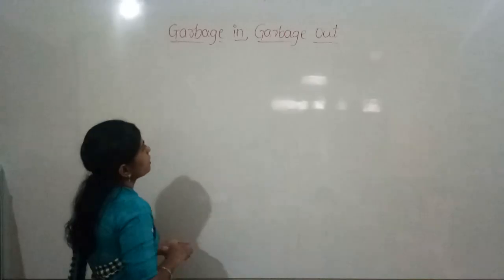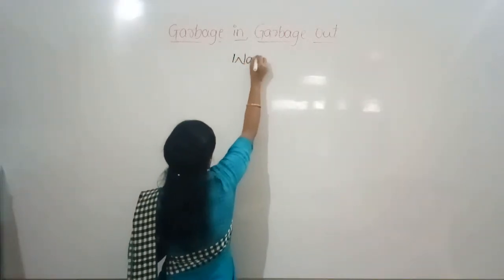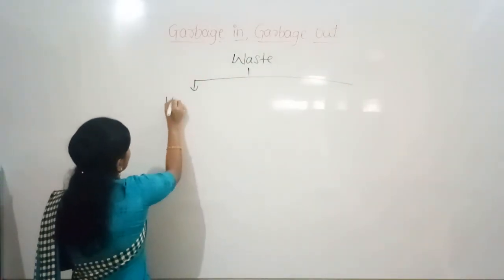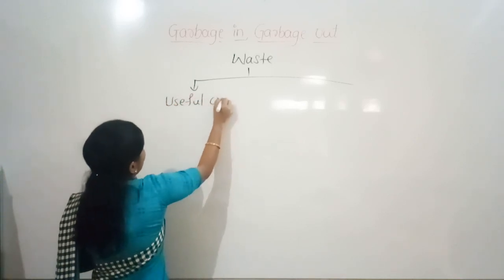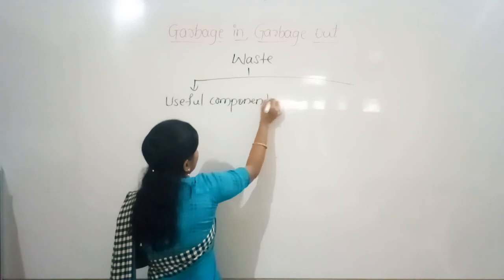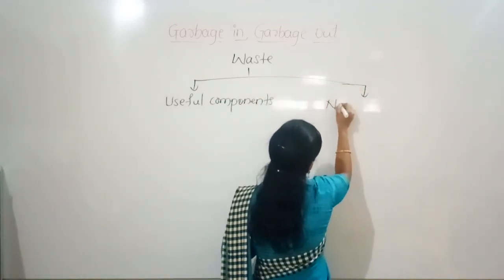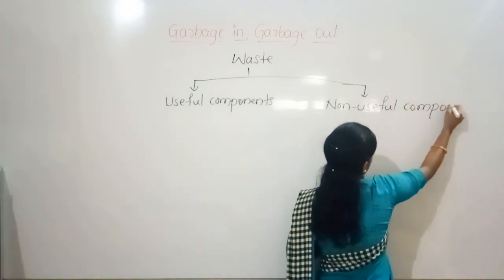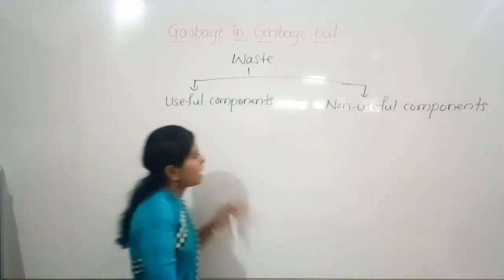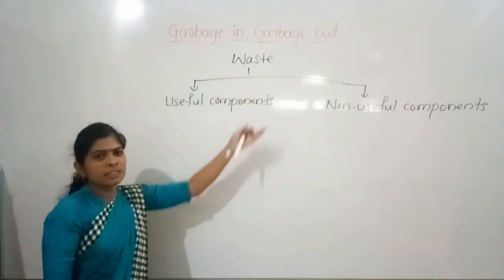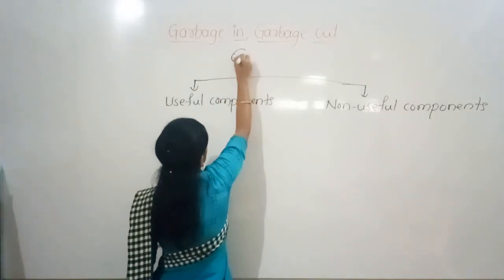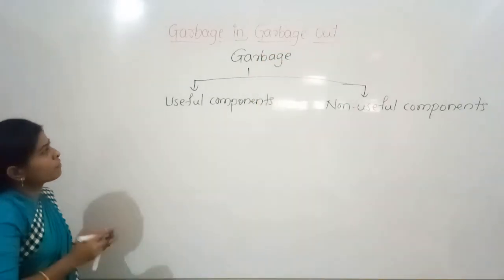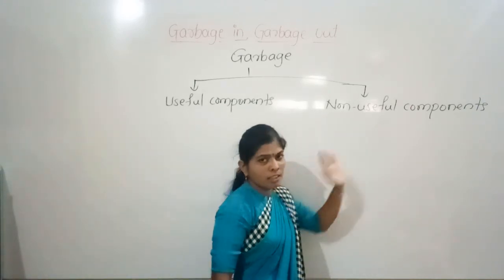See, in the landfills, the waste can be divided into useful components and another one is non-useful components. So useful components and non-useful components, this waste. Waste means the garbage, the garbage which we have disposed. That garbage is converted into useful components and non-useful components.